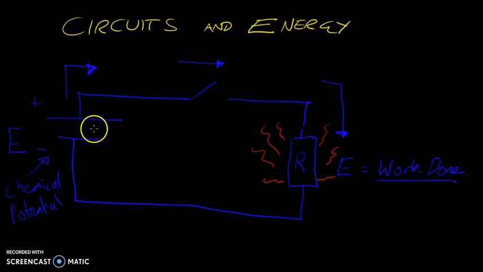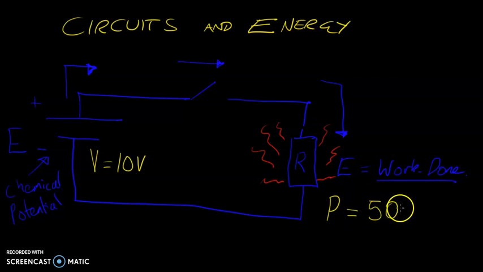Okay, let's say that our source of energy, V, our electrical potential, is 10 volts. Now let's say that this resistor, our heating element, has got a wattage, and we're going to say our power rating is 50 watts. So we've got some useful information there about the voltage and about the power dissipated by our resistor when it's connected to a 10 volt supply.